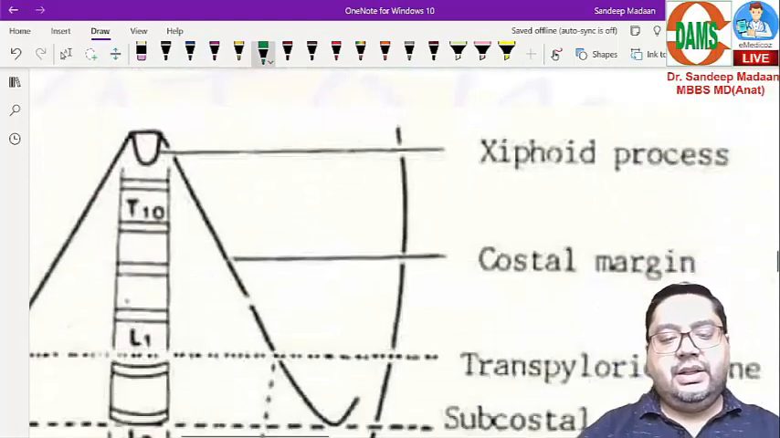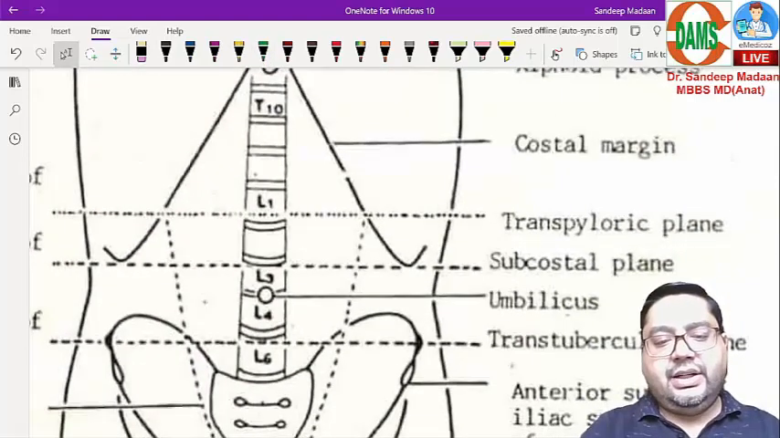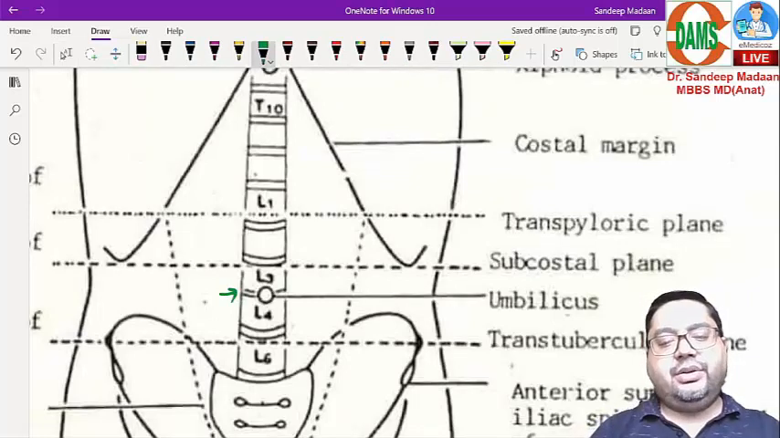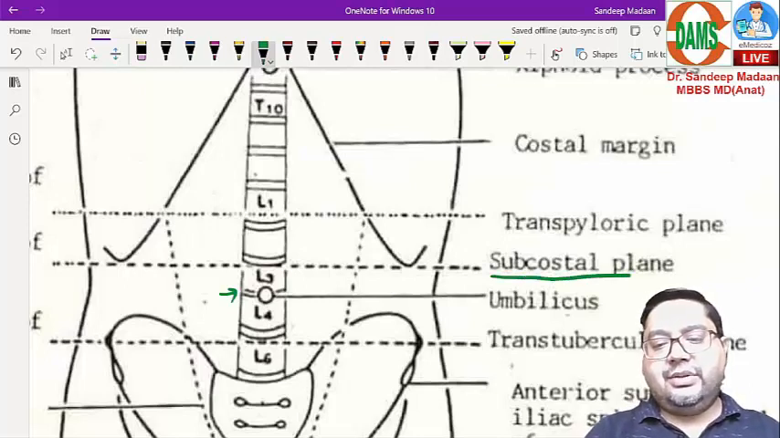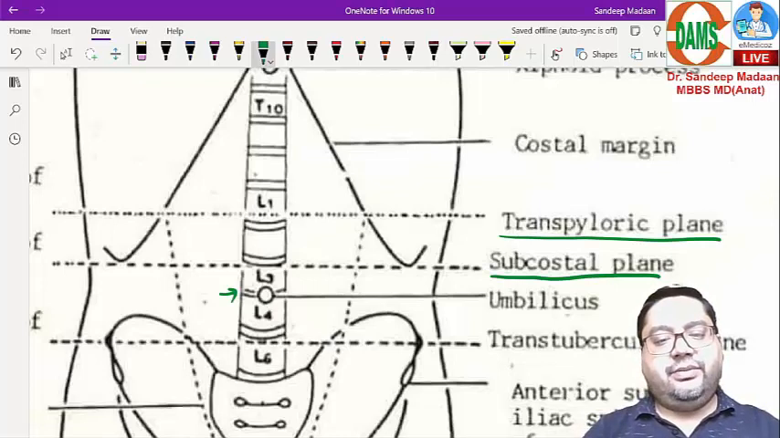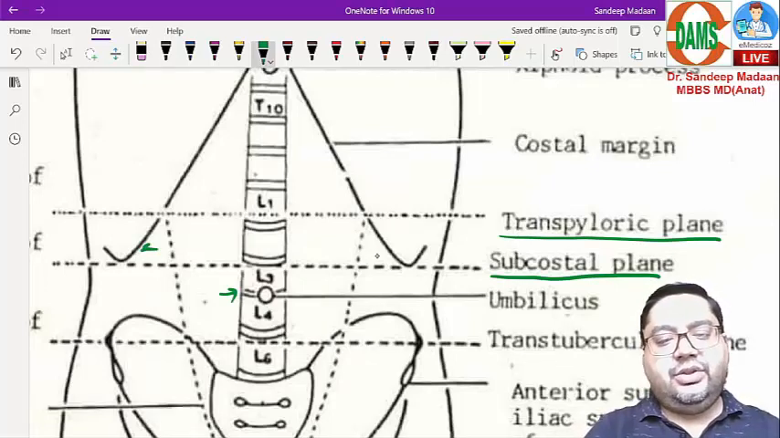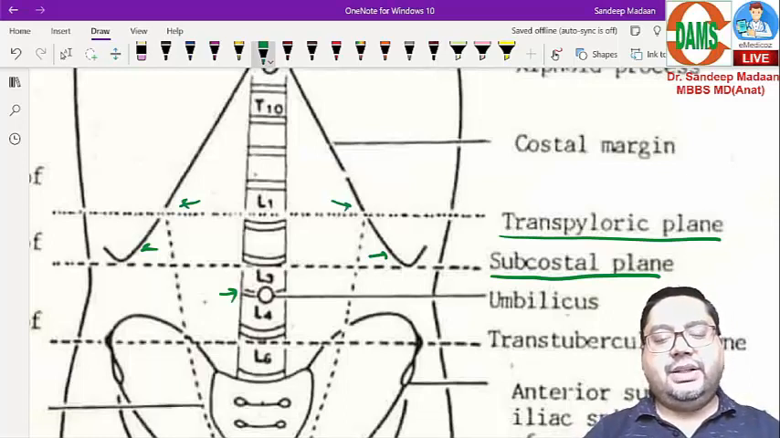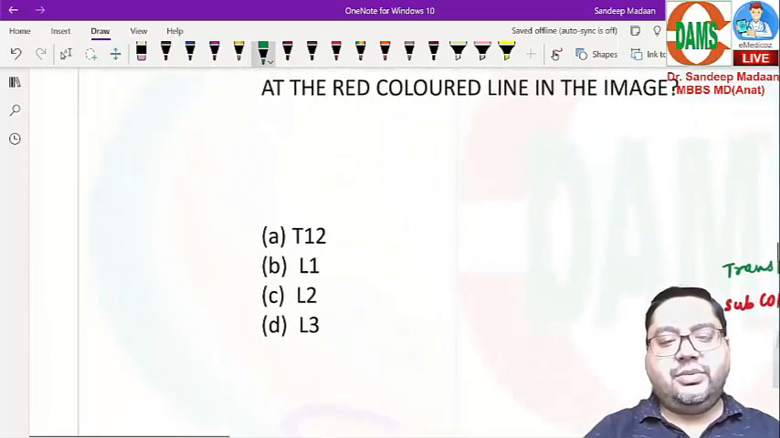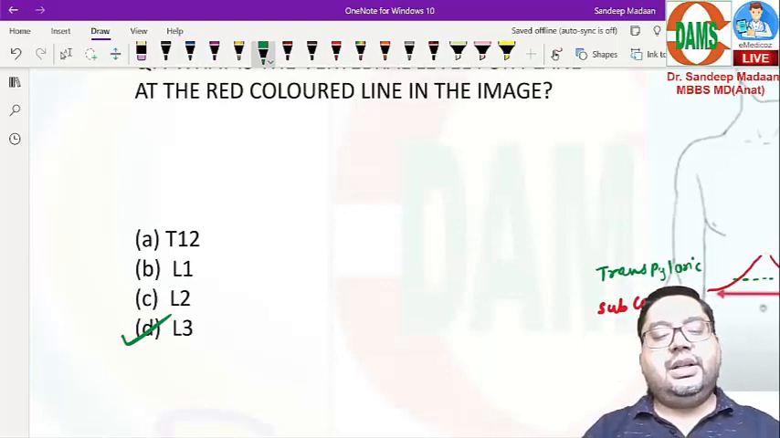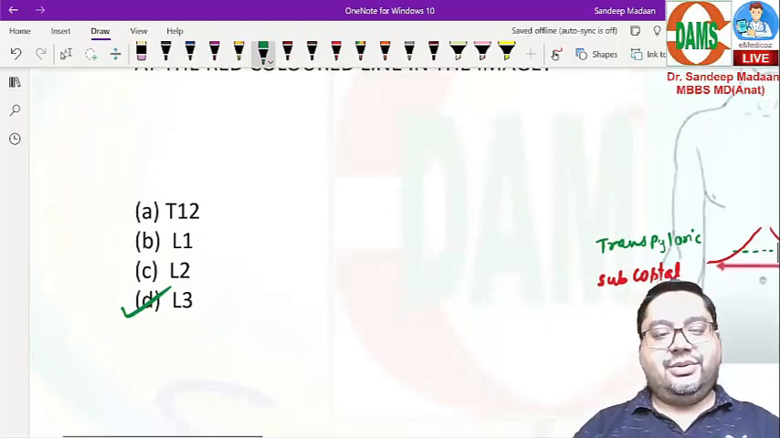Let me show you this. You can see this is the umbilicus position at the disc between L3 and L4 level, and just above, that means upper border of the L3 vertebra, we have the subcostal plane, and at the lower part of the L1 vertebra, we have the transpyloric plane. These two planes are very close, but the difference is whether below the ribs it is shown or across the ribs it is shown. This will help you in identifying the planes. So in this particular question, because the subcostal plane has been asked, the answer should definitely be L3. And anyway, it is just above the umbilicus. Umbilicus itself is present at the disc between L3 and L4.